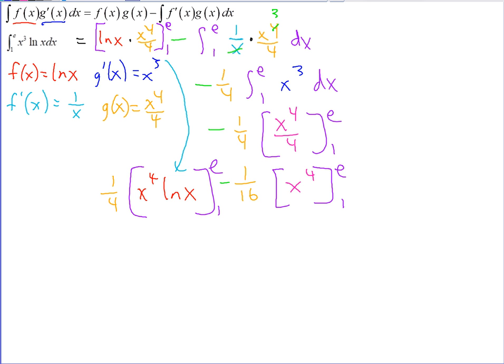So we've got 1/4 on the outside here. And then we substitute in e. You'd have e to the fourth times the natural log of e minus 1 to the fourth times the natural log of 1. And on this one, you'd have minus 1/16. Substitute in e, you get e to the fourth minus 1 to the fourth.